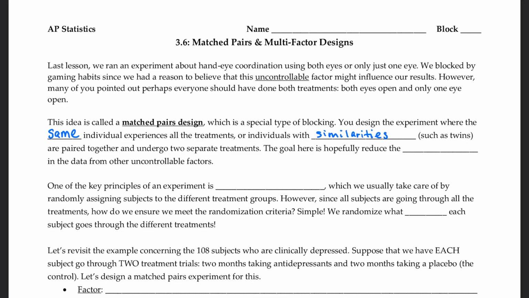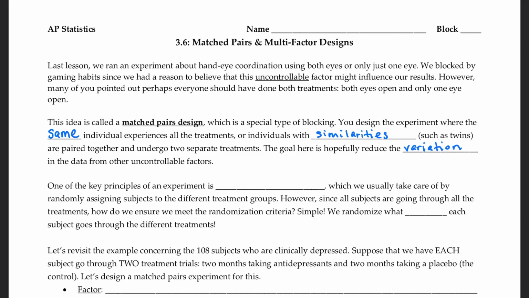The goal here is hopefully to reduce the variation in our data because of uncontrollable factors. So we don't have to worry that one treatment group had more gaming people, or more people from higher income groups, because everybody's going through the same treatments, or you're essentially taking the same people, like twins, and splitting them up.